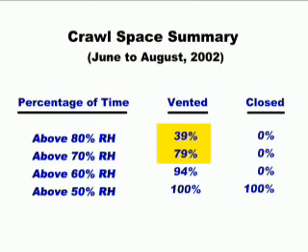Now let's summarize this graph information in table form. From June to August 2002, the wall-vented crawl spaces stayed above 70% relative humidity 79% of the time, and they stayed above 80% relative humidity 39% of the time, while the closed crawl spaces never got above 60% relative humidity. To effectively prevent mold blooms, crawl space moisture levels should be kept below 70% relative humidity.